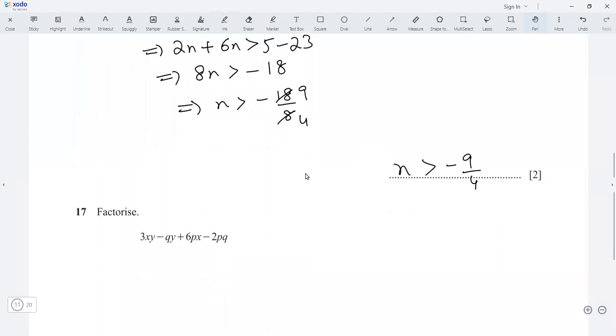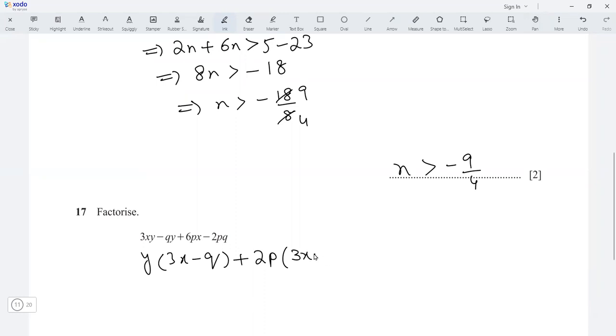Moving towards the next question, it's a factorization question. These types of questions are done by grouping. Grouping means you take a common factor from the first two terms and a common factor from the second two. What's common in the first two terms? y is common, and 3x minus q is written down as it is. So plus 6 and 2 will be taken as common, and from px and pq, p will be taken as common. 2 how many times makes 6? It will be 3, and x is written as it is.